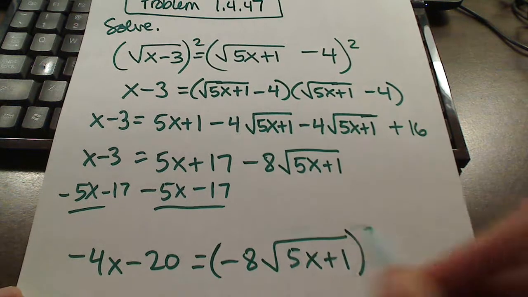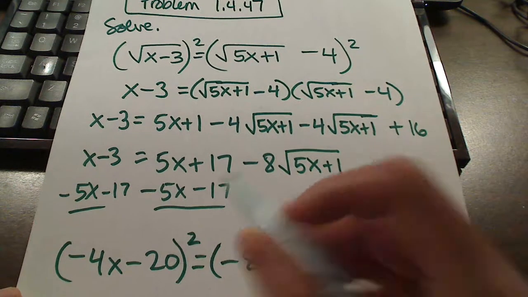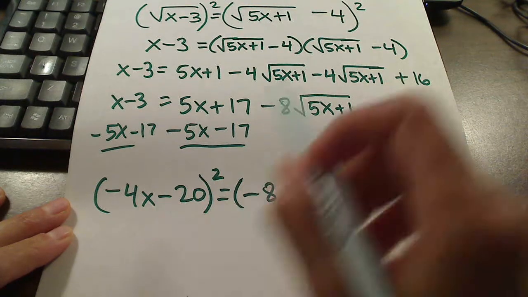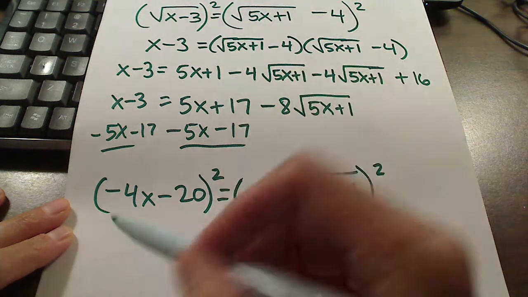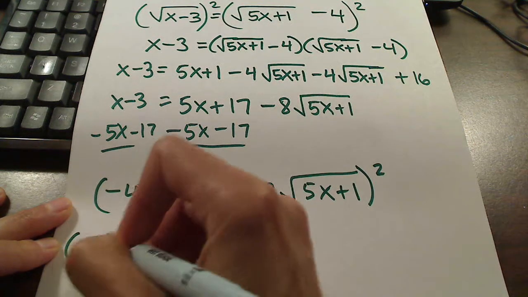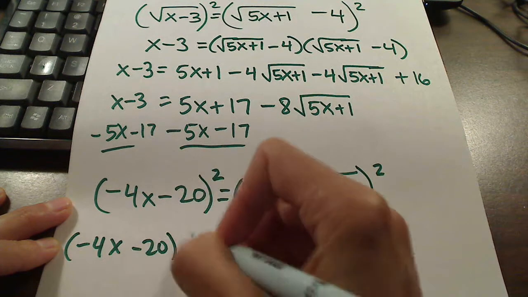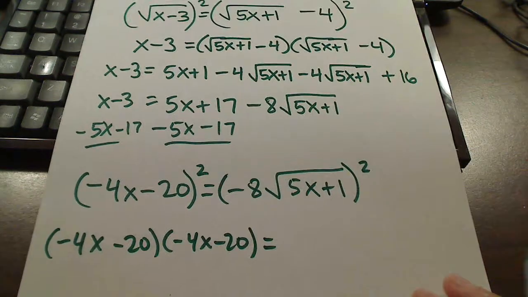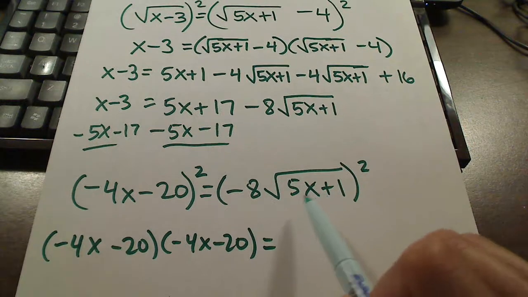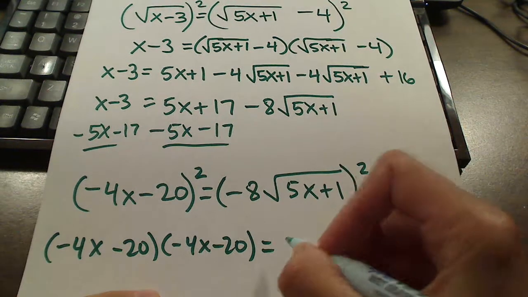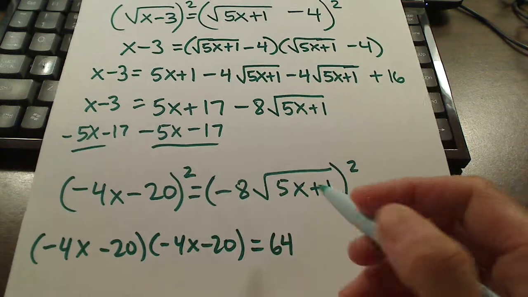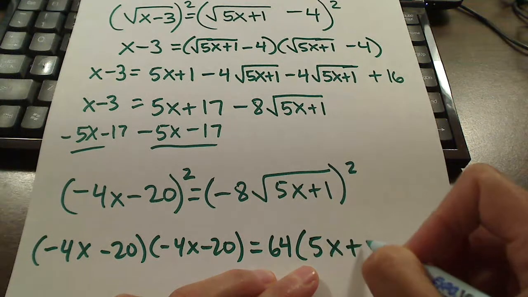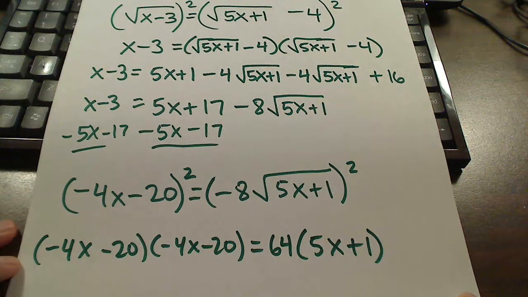We can go ahead and square both sides at this point, and this is, again, a binomial term, just like this was up here, so we're going to have to FOIL it. So this is negative 4x minus 20 times negative 4x minus 20. On this side, we're squaring both the negative 8 and the radical. So negative 8 squared is 64, and the square root of 5x plus 1 squared just becomes 5x plus 1.